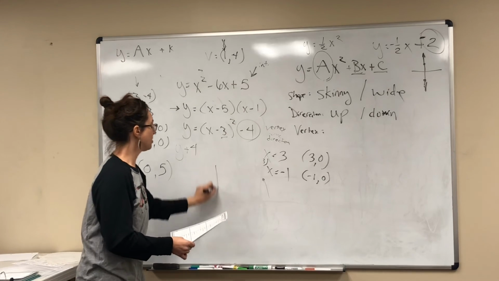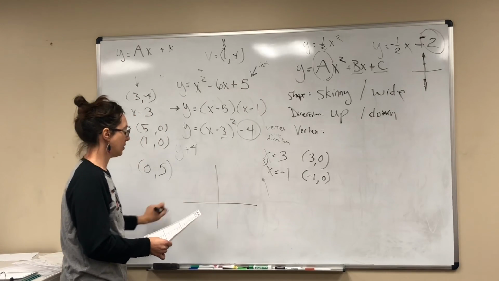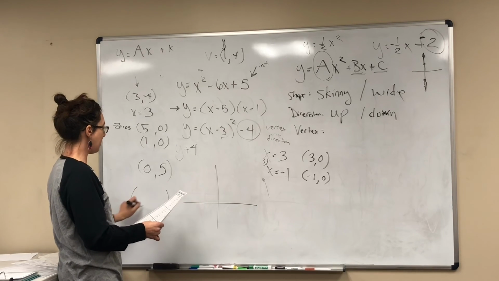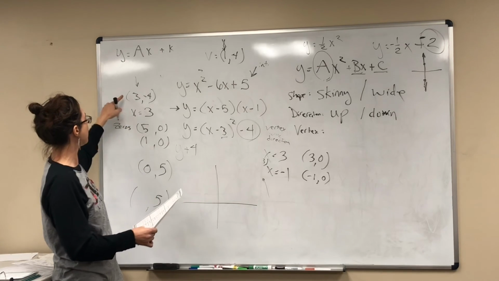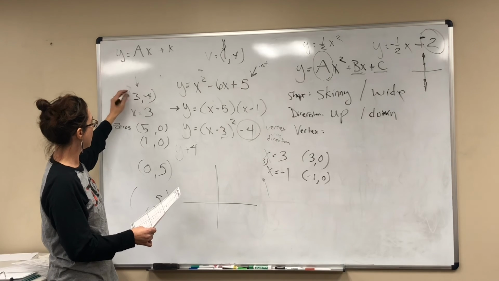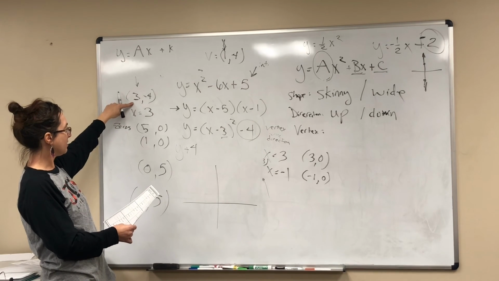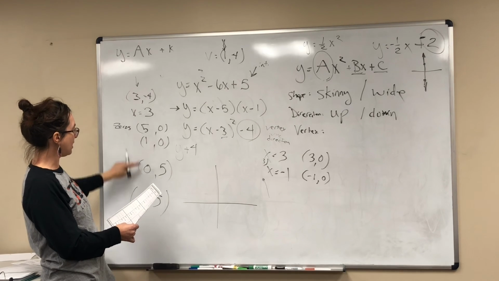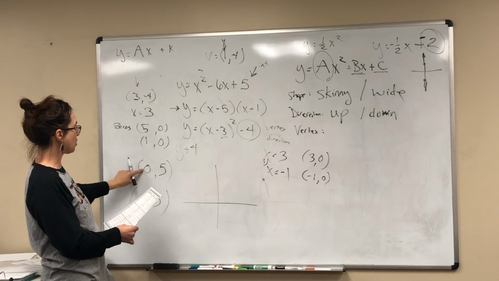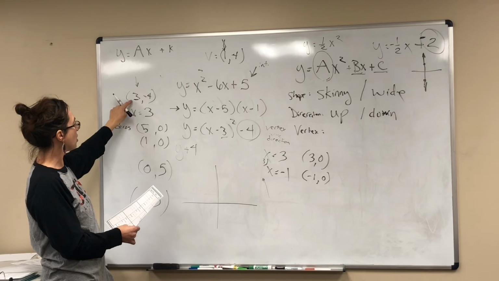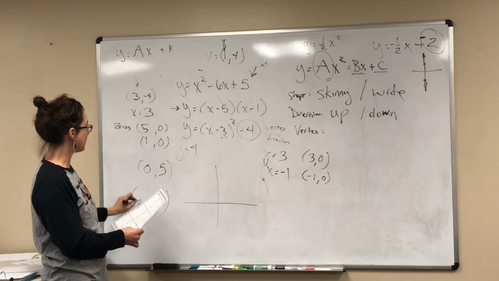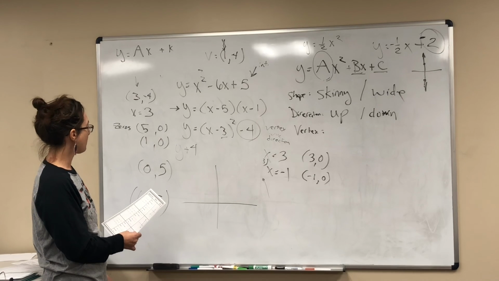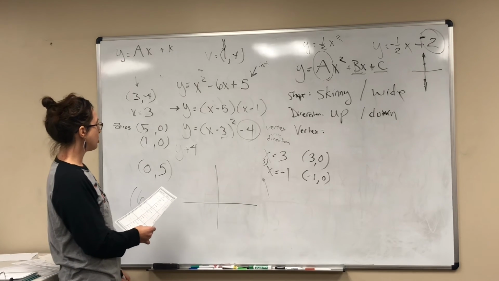All right. So now, for the reflected, I know it's still going to be at 5, right? Where did I go from my vertex? I went from 3 to 0. So the difference is 3. So I'm going to need to go 3 on the other side. So it would be 6. 6, 5. Okay. So now we can graph.